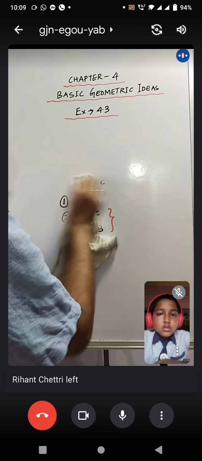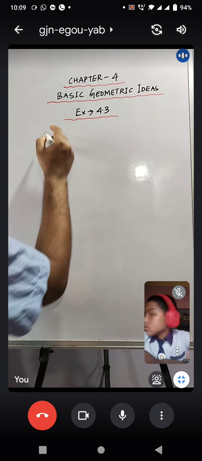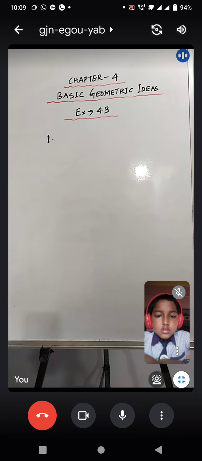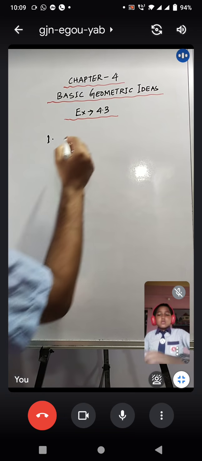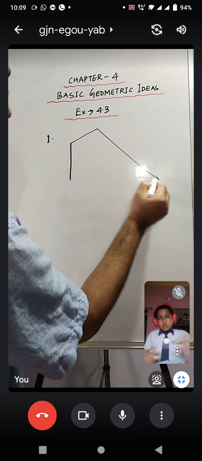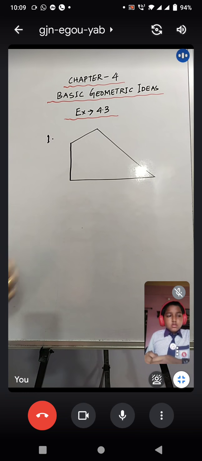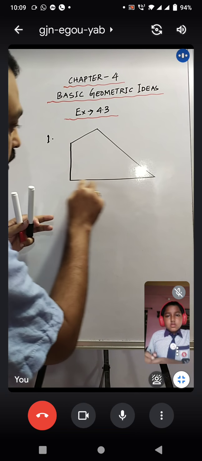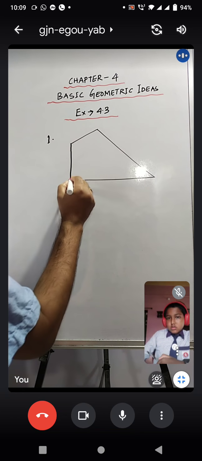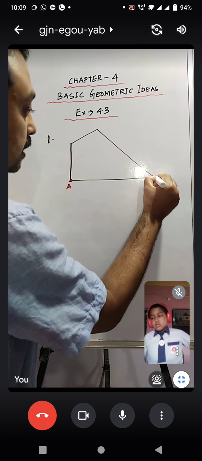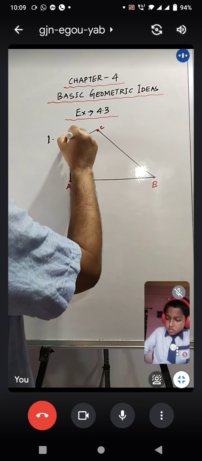There we have to name the angles. In number 1, we have one wonderful figure. This is the figure given in the book. It is a type of quadrilateral because it has 4 sides. Now let's name the points: this point is called A, this point is B, this point is C, and this point is D.